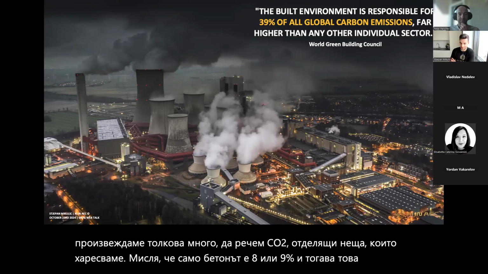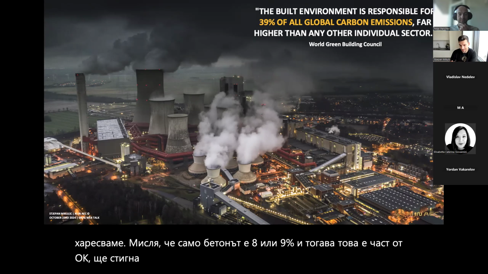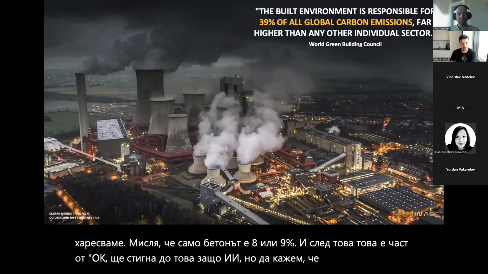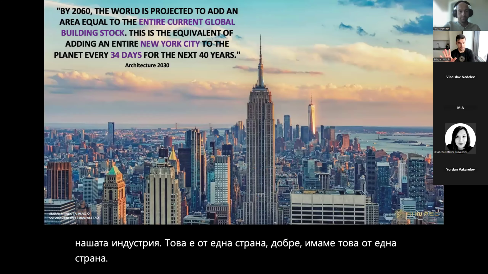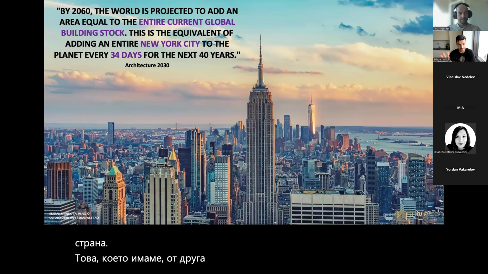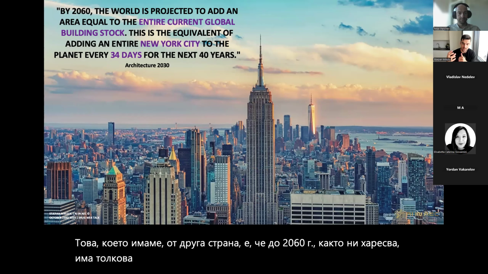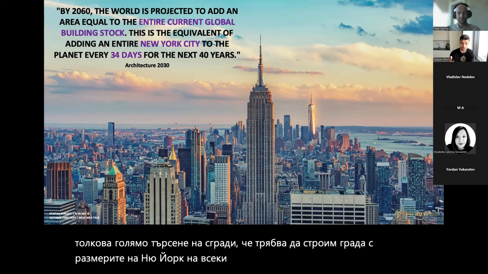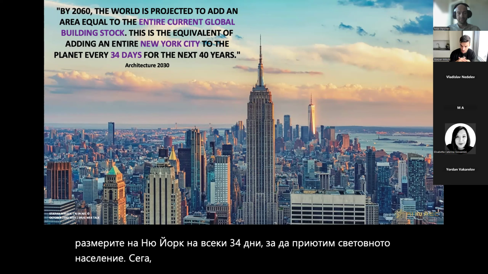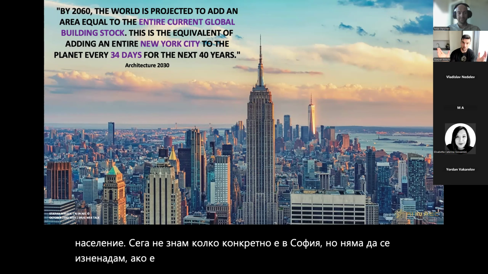Okay, I'm going to come to why AI, but this is a bad image of our industry. That's on one hand. What we have on the other hand is that by 2060, there's so much demand for buildings that we need to build a New York-sized city every 34 days in order to house the global population. Now, I don't know how specific it is in Sofia, but I wouldn't be surprised if it's not much different from any Western or developed big city.